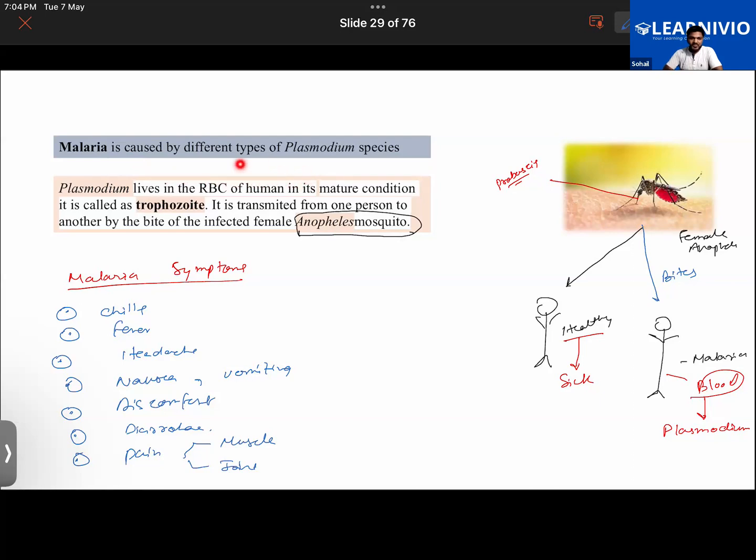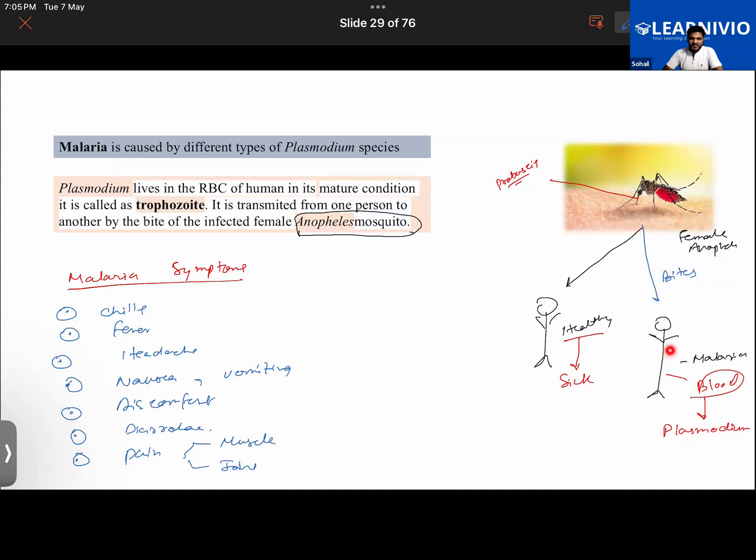So simply remember that there is one type of protozoa. The name is plasmodium. It is found living in the red blood cells of humans, not naturally, only if the person gets infected. Say this person is suffering from malaria. This is an unhealthy person. So in the blood of this person, plasmodium will be found living. And where exactly in the blood? In the red blood cells. So inside the red blood cells of this person, this protozoa called plasmodium will be there.